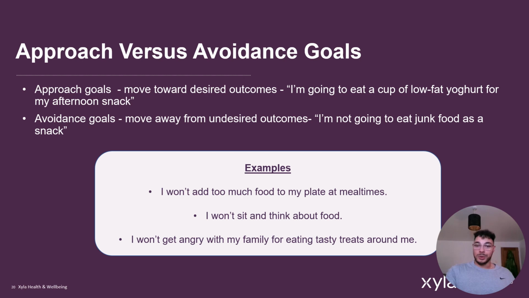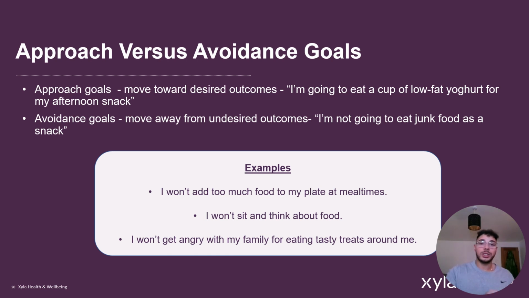There are 2 types of goals, approach and avoidance. Approach goals involve moving towards the desired outcome, such as I'm going to eat a cup of low-fat yogurt for my afternoon snack. Avoidant goals are moving away from an undesired outcome. I'm not going to eat junk food as a snack. Although these goals appear to be similar in terms of promoting healthy snacking, it's been proven that they have different cognitive and emotional processes involved.